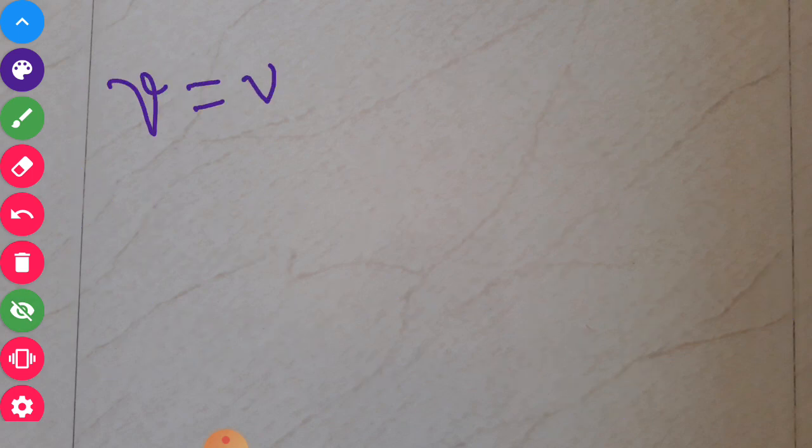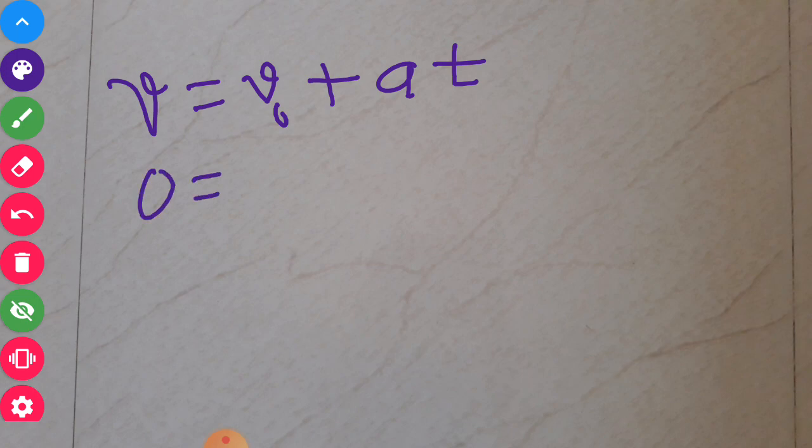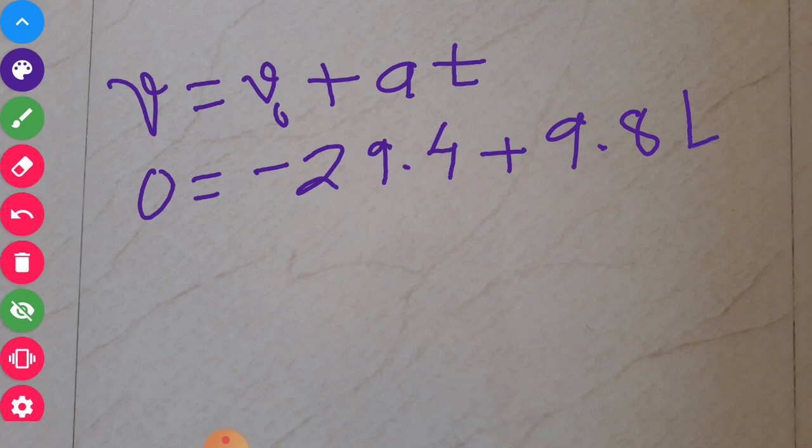So when you want to find the time, you can easily find, okay, time to achieve this maximum height. Say final velocity is given by v0 plus at. Okay, now v is how much? 0 finally. Initial velocity is given 29.4, because it will be negative because it is moving in upward direction. Okay, now this value of acceleration is acceleration due to gravity, which is 9.8 into t. So here t can be easily found, and it can be 3 seconds to achieve maximum height.